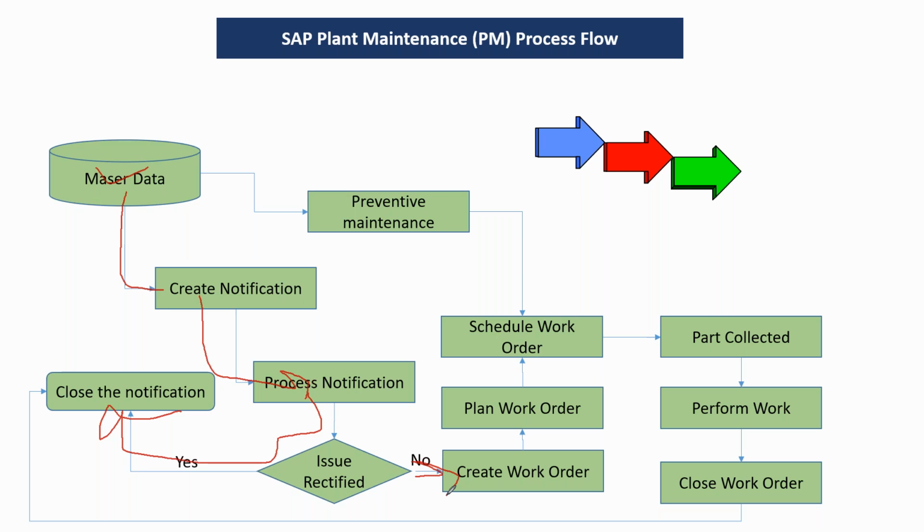We may call it a plant maintenance order also. Then this will go for planning the order. In some cases we may need to plan the cost, in the form of material or services, and then it goes to schedule the work order: when exactly we need to perform this maintenance and who will do it. Then if any part is being procured from my department, that needs to be collected, and then we perform the maintenance, and finally the order will be closed once you are able to perform the maintenance.